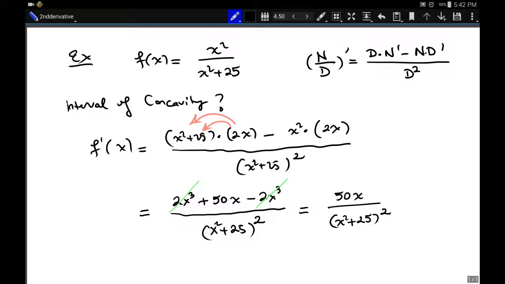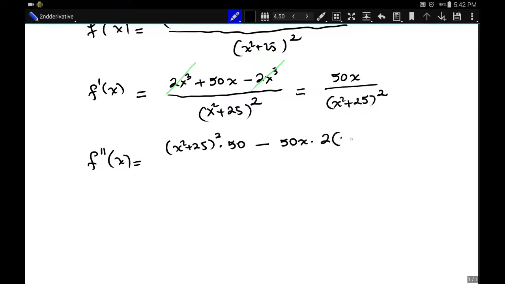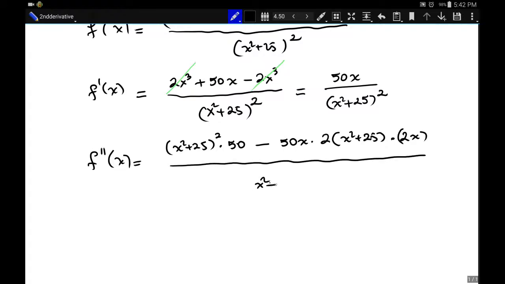Alright. Now let's differentiate this one more time. This is our f prime. Let's differentiate this to get f double prime using the quotient rule again. So that would be x squared plus 25 squared times 50, minus 50x times, now using the chain rule to differentiate this quantity, it is 2 times x squared plus 25 to the power 1 times the derivative of x squared plus 25, which is 2x, all divided by the square of the square, which will give you the 4th power here.